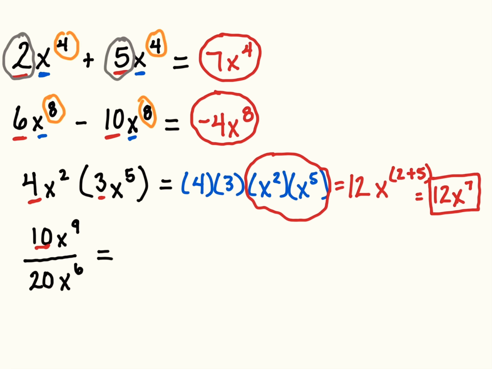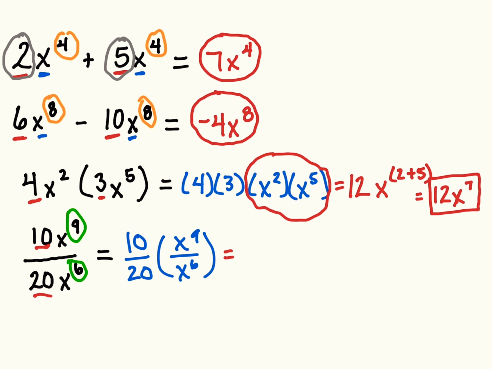So if we look at the coefficient 10, and 20, okay? And then we have our variables or bases, they're the same. And then your exponents are 9 and 6. So the first thing you want to do is, and I'll write it the long way again. So you're going to first look at 10 divided by 20, okay? And then you're going to look at x to the 9th over x to the 6th, okay? So 10 divided by 20, we just break that down, right? So a good way to look at it is you can just cancel out the zeros and you'll have 1 over 2.